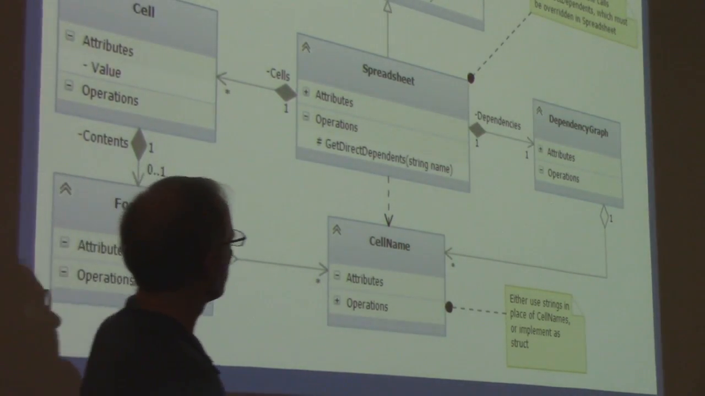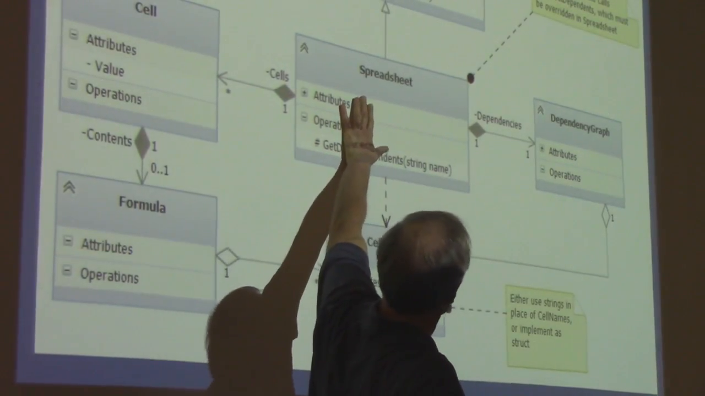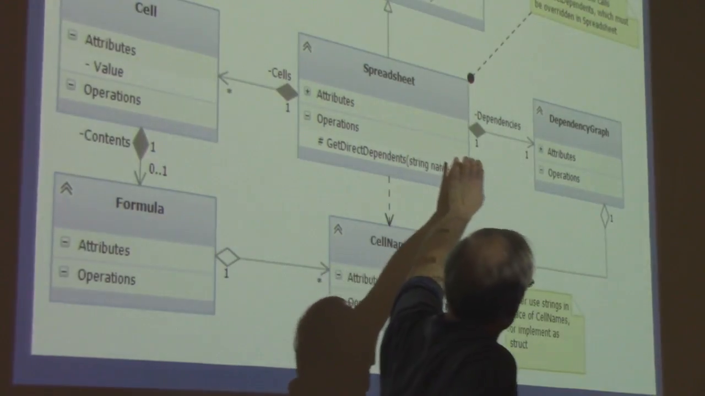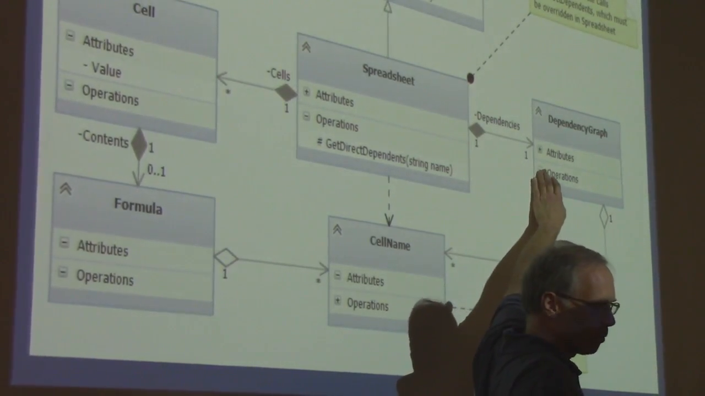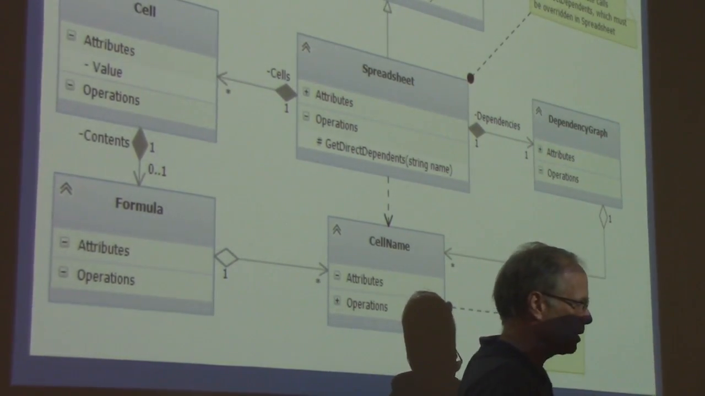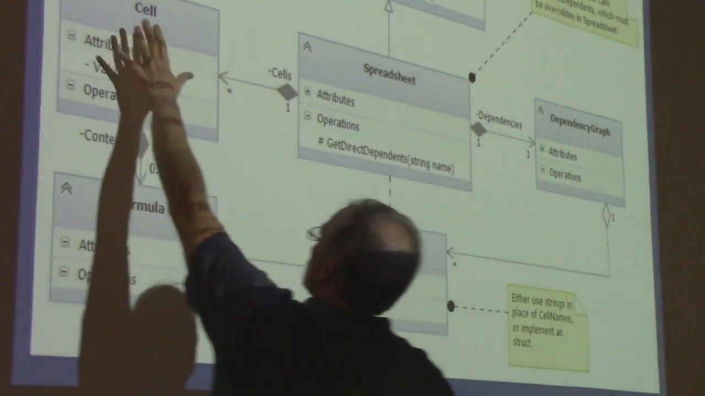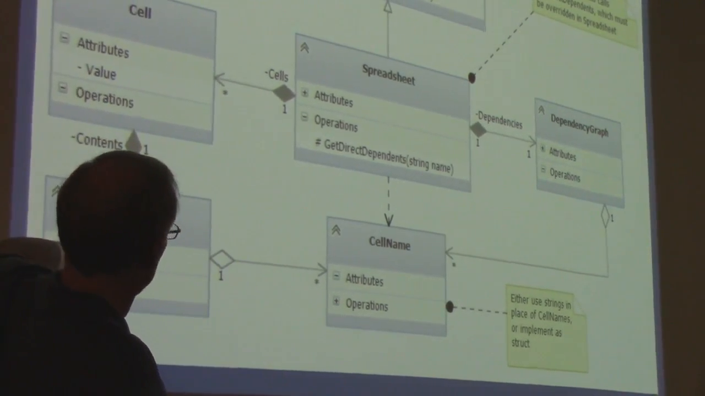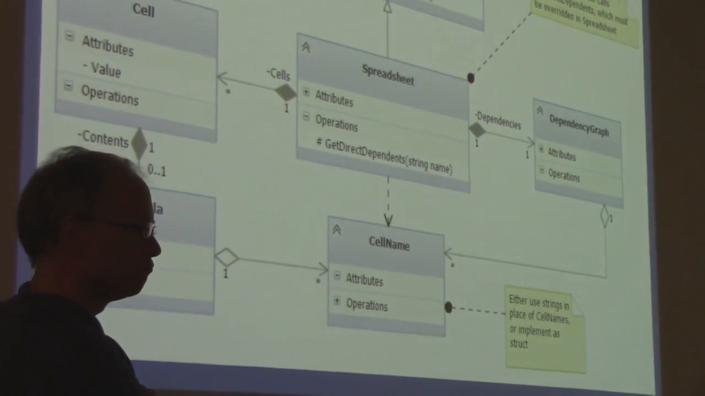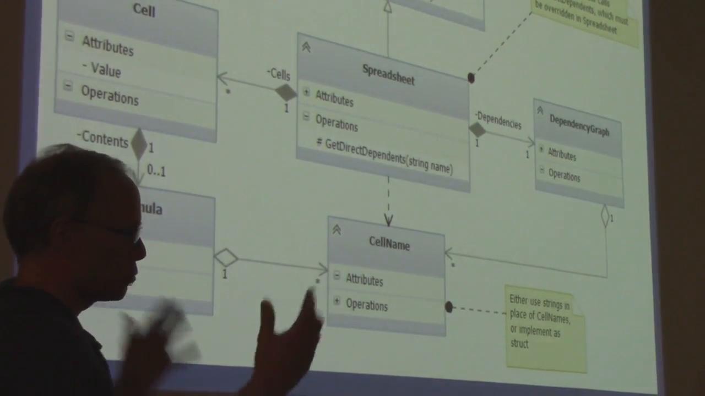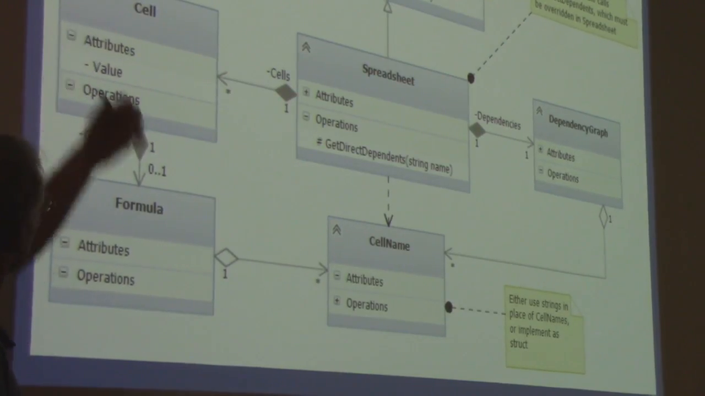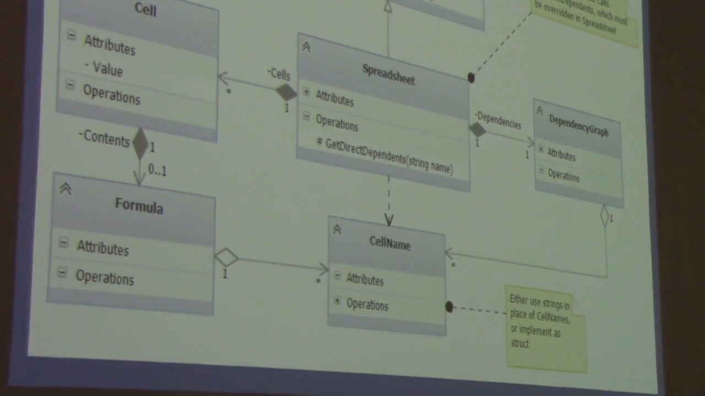So right off the bat, you know you're creating a spreadsheet. You'll be creating a spreadsheet class in PS5. It's probably going to have a dependency graph as an instance variable to keep track of the dependencies among cells. And it's going to have a bunch of cells. And the cells will contain formulas. What do we know about cells other than that they exist and they contain formulas?